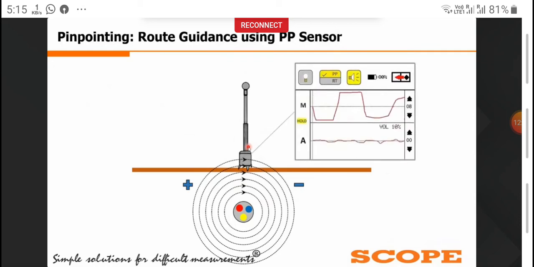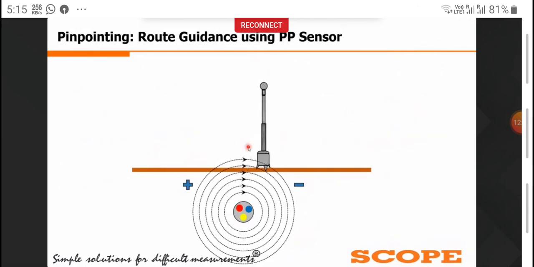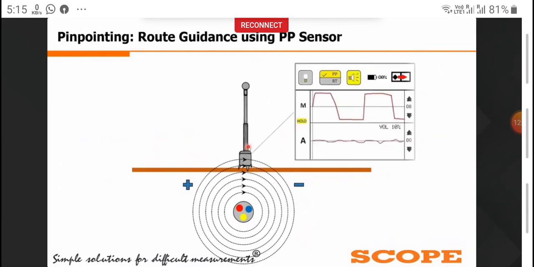Whenever we are doing pinpointing, this feature will guide the user to remain over the route of the cable. The user needs to detect the positive magnetic field and then the negative magnetic field. So successively he has to detect the alternating polarities of the magnetic field to locate the route of the cable while pinpointing.